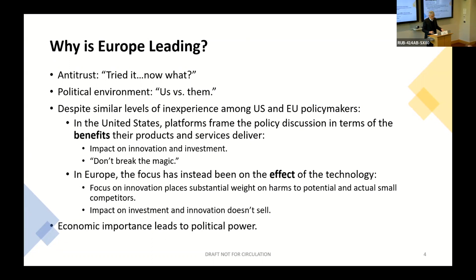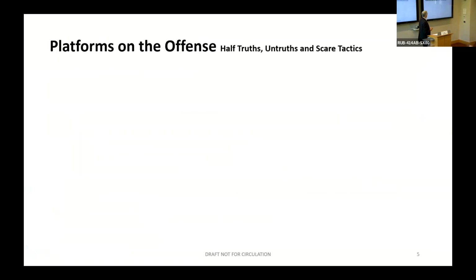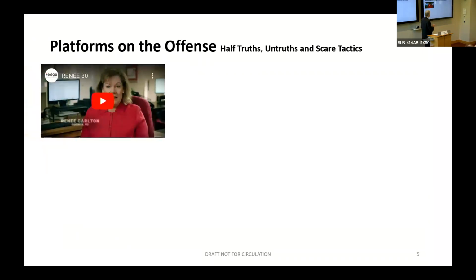And one of the reasons why that argument sells in this country and didn't sell over there is because of economic power leading to political power. I want to show you a couple of quick examples that the platform companies have been running in television advertisements against some very basic reforms in Congress of the antitrust laws.